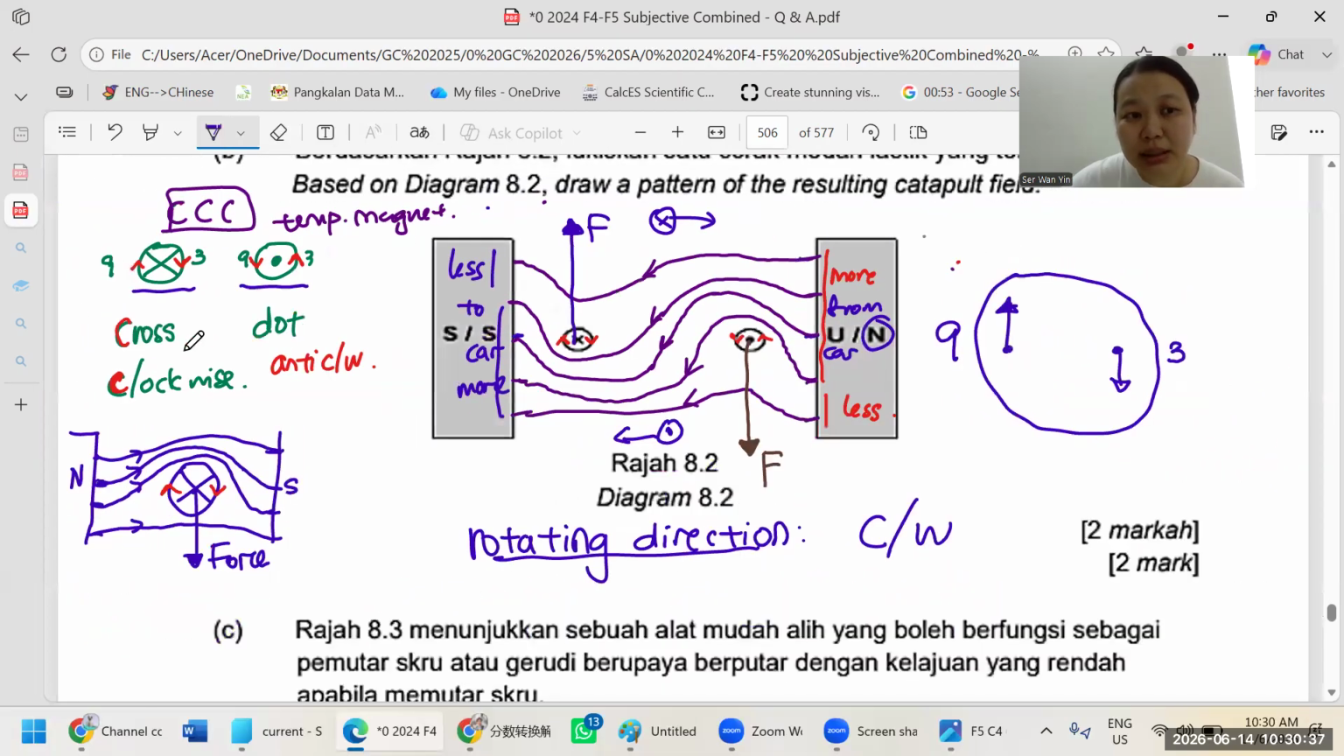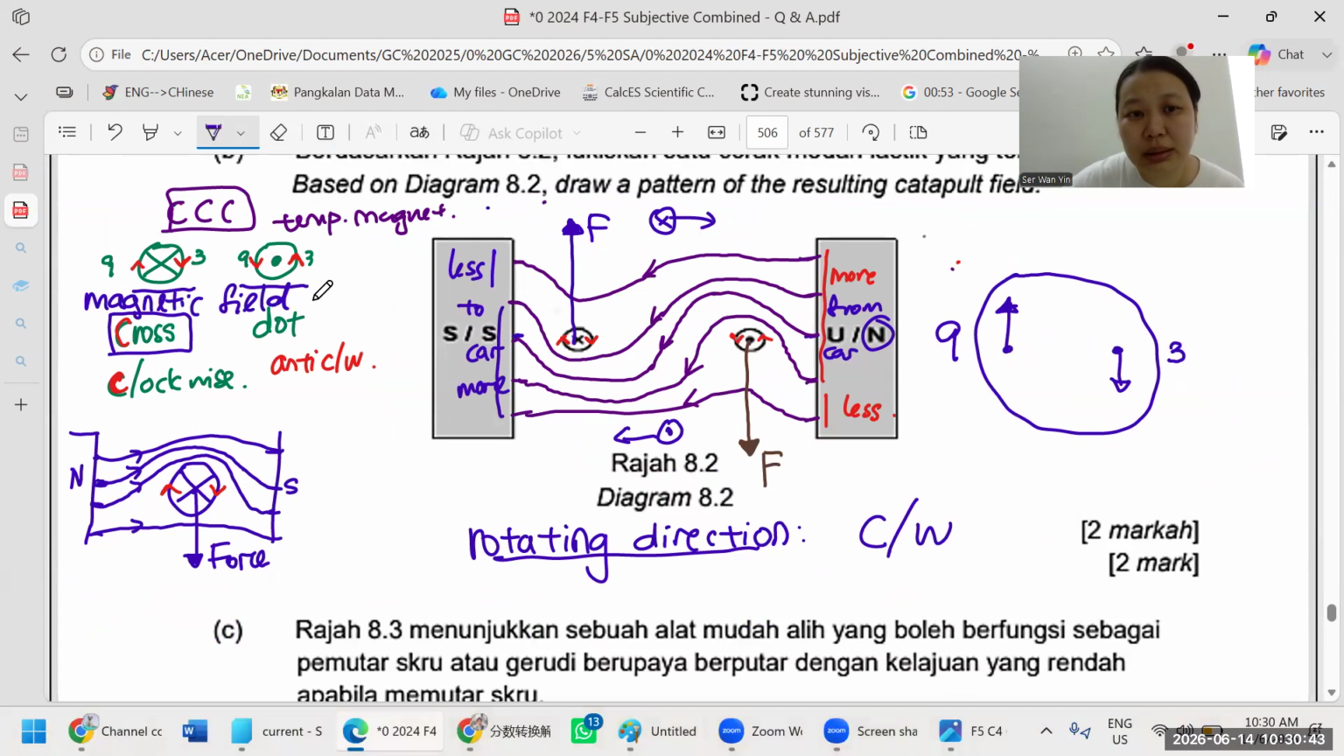Just now, what is this? This is the magnetic field direction. So we have 1 clock, 2 clocks, and the third clock is the rotating direction.